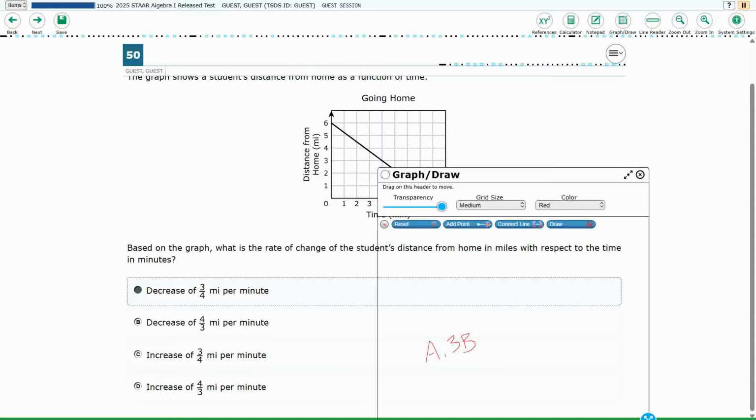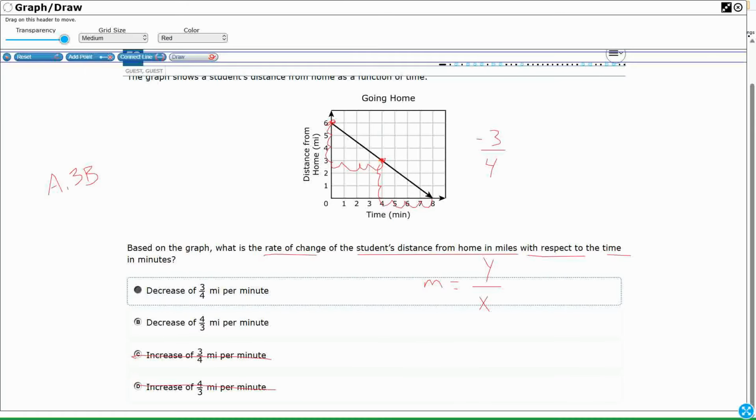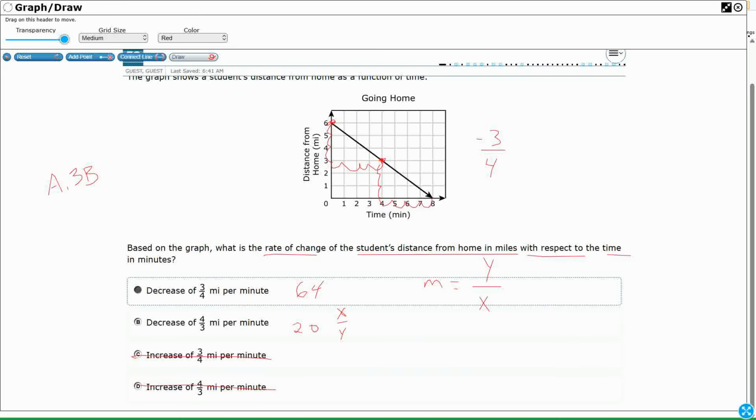So our answer there is A, decreasing at 3/4 miles per minute. We had 64%. So we ended on a high note. This was definitely a little bit on the easier side. As you can see, if we just flip it, if we think the rate of change is x over y, you're going to get the 4/3. So 20% of our students chose that. And this ended up being tied for our 11th easiest item on the test.